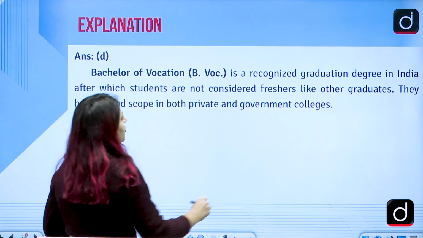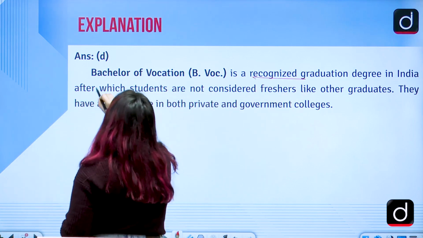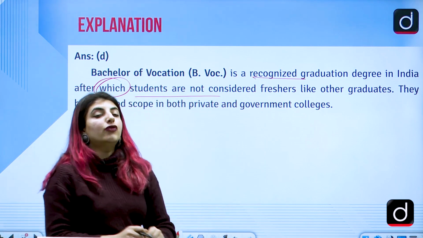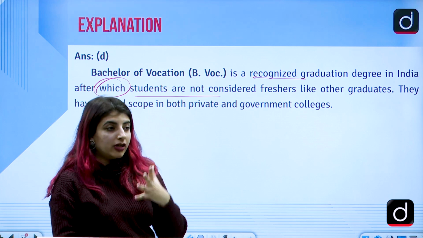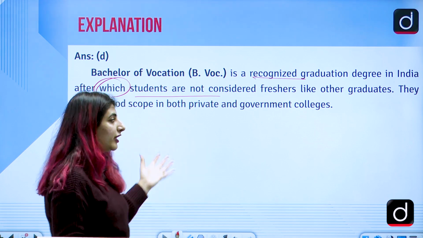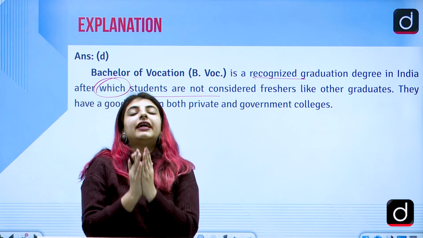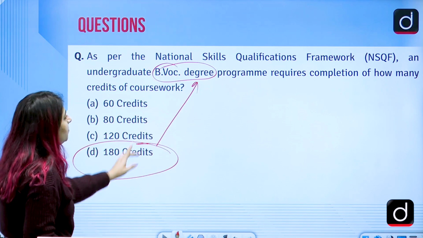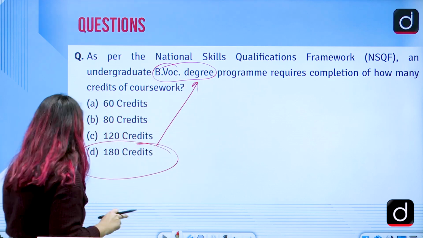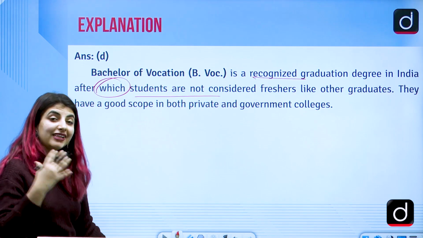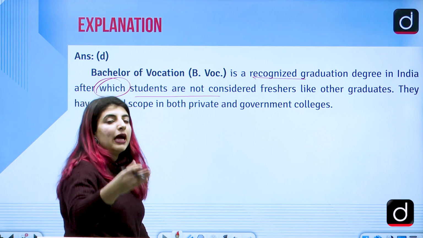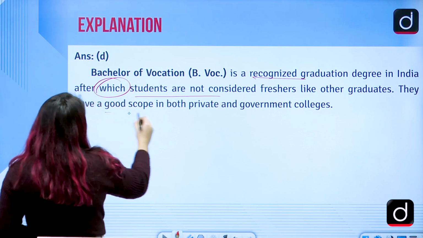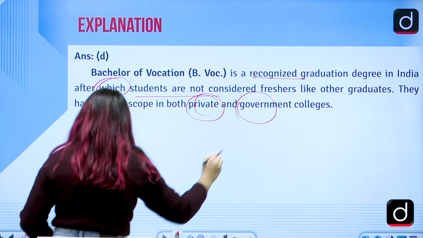So bachelor's of vocation is a recognized graduation degree in India, after which students are not considered freshers like other graduates. For instance, if a person has done a bachelor's of vocation, he will be considered an experienced person, and that comes under what framework? That comes under the National Skills Qualification Framework. Because the skills are taught, the students have known those very things by earning a degree and gaining experience. They have a good scope in both private and government colleges.